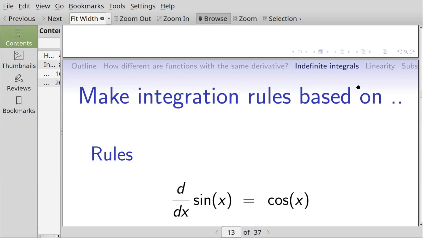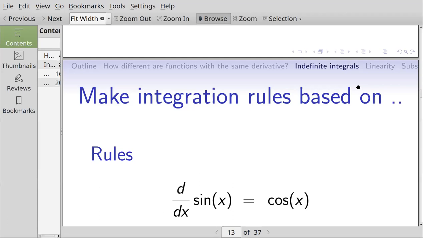We know that the derivative with respect to x of sine of x is cos of x. When I ask what is the integral of cos of x dx, that means what function, when I take its derivative, gives me cosine of x. So the antiderivative of cos of x is equal to sine of x plus c. Okay, with indefinite integrals, you always end up with a plus c.